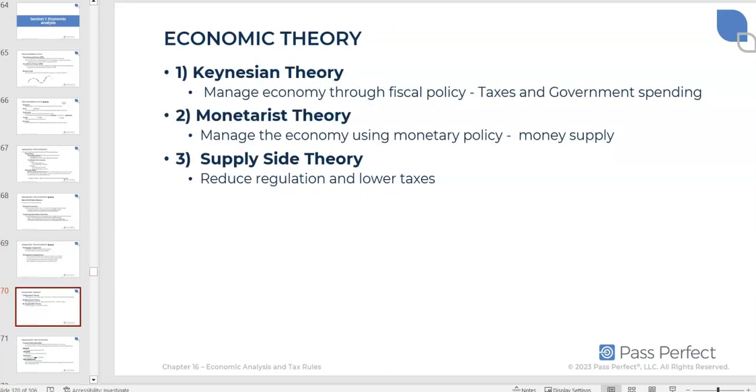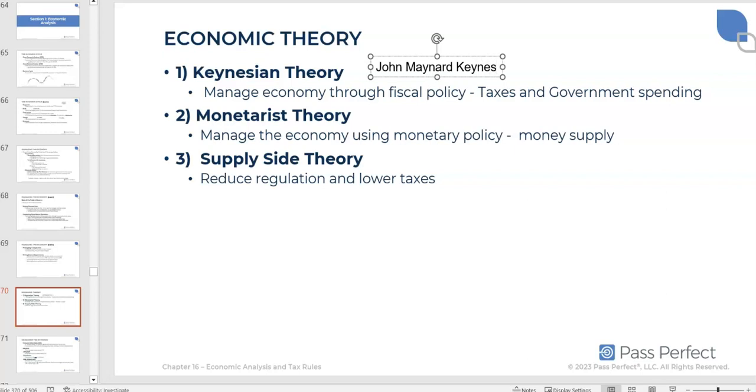To help us understand the economy and the way that we decide how we're going to manage it comes down to these economic theories. These economic theories basically say how the economy is best to be managed and what has the most impact on the economy. So there are three types of theories that they may ask about on the test. One of them is called Keynesian theory, and that's how you pronounce it, because it's named for a British economist whose name was John Maynard Keynes.